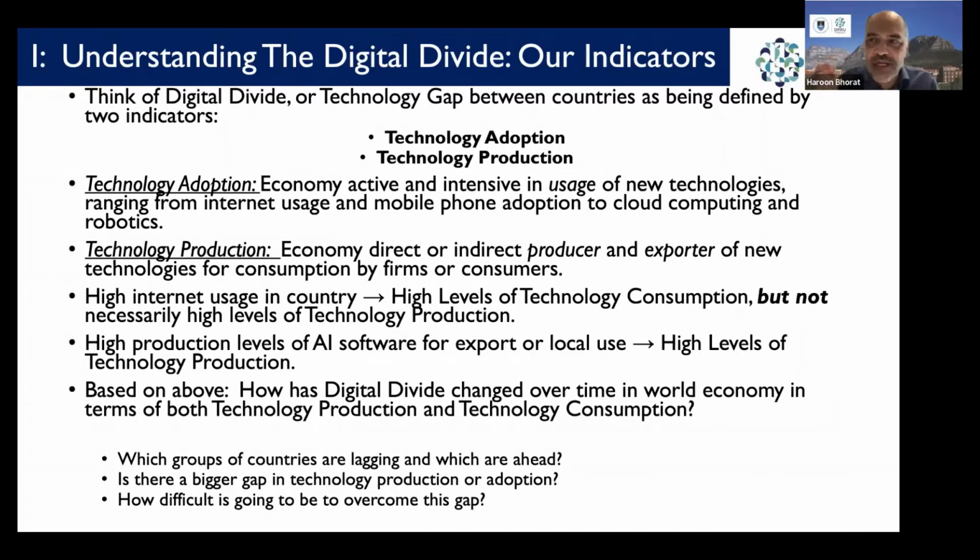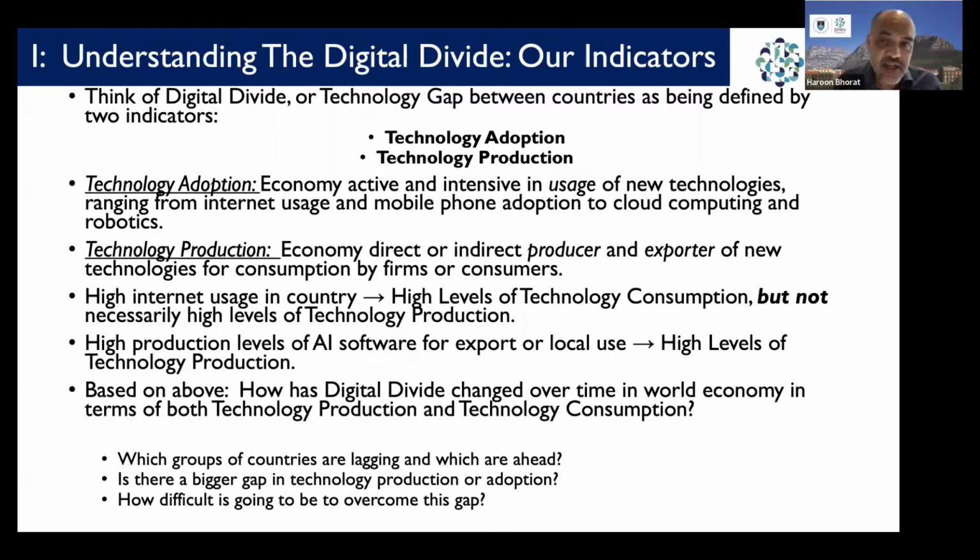But there are 2 really important concepts to separate when you think about the digital divide. The first is technology adoption versus technology production, right? And so what do we mean by that? Technology production, let's start with adoption. Technology adoption or technology consumption, if you like, involves usage of new technologies. So you can imagine using the internet, using mobile phones, cloud computing. So if you're at the interface where you are using technology regularly at the firm or the household level, then we could argue that there's an intensive or growing technology adoption in that particular country.